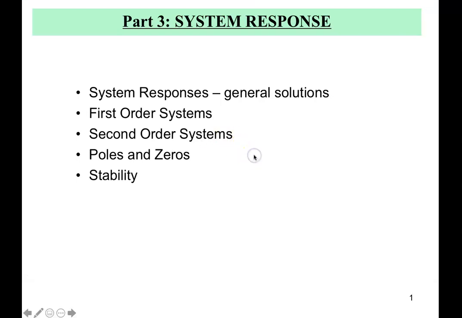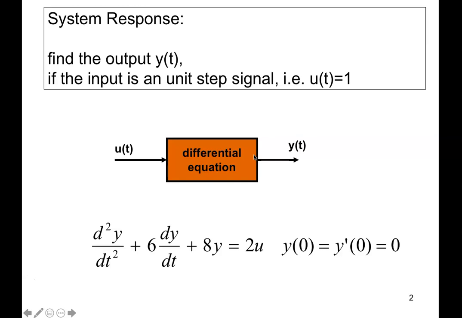To find the solutions of a system, I have a system here where input is u(t), output is y(t). That is represented by a second order system. So it's y double dot plus 6y dot plus 8y equals 2u.